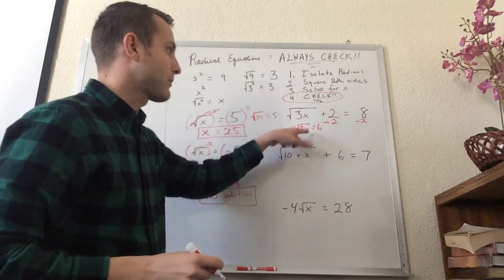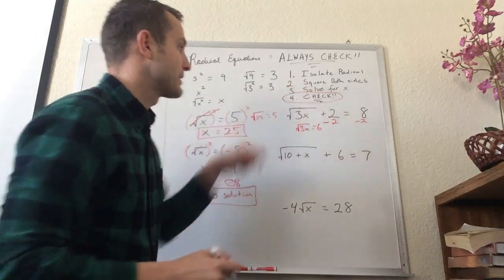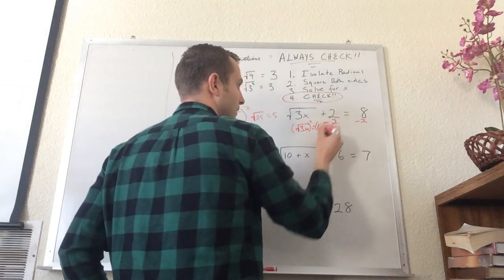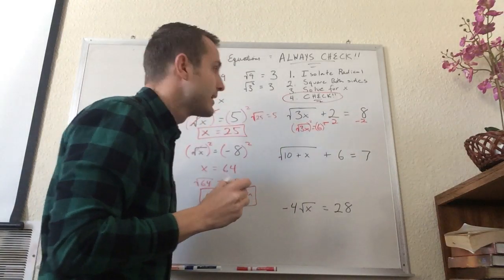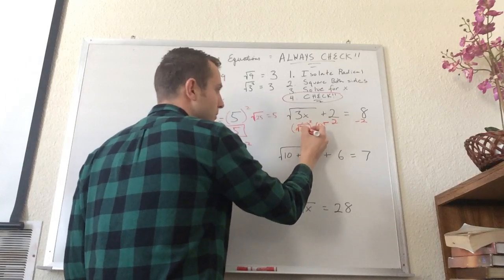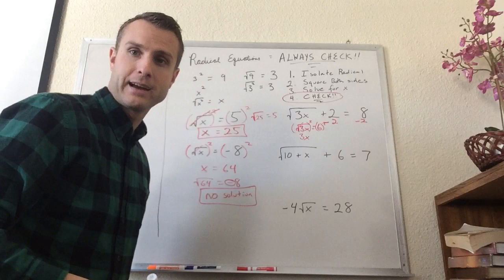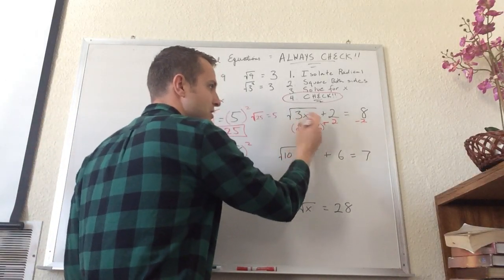Now I've isolated my radical. See how my radical is all by itself on this side? Now I want to square both sides. Again, when you square both sides, that is only going to get rid of the radical. You're not going to square 3 or square x. It's just going to get rid of the radical on the left side. So whatever was inside is now outside. Don't square those. It just gets rid of the radical.